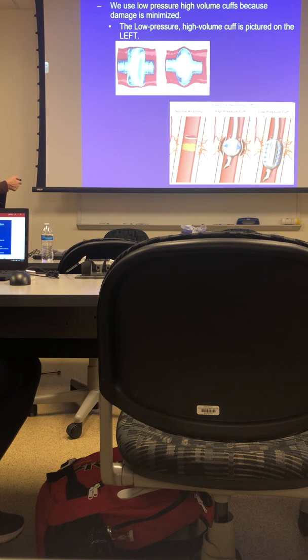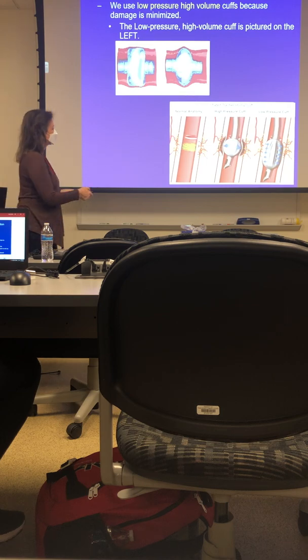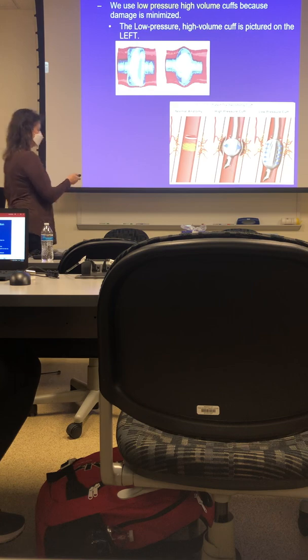Okay, so this is showing you your anatomy. Here's the airway, here's the tissue, and here's our vessels. So a high pressure cuff is going to compress that tissue, compressing blood flow to the area, causing that tissue to necrose. This one here has less pressure on those side walls.